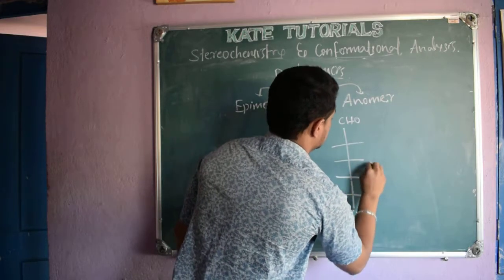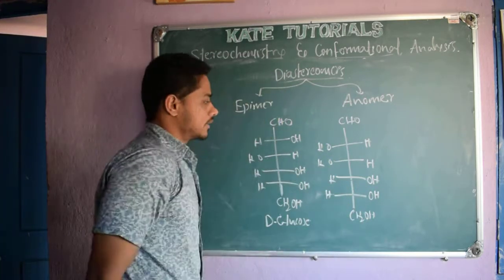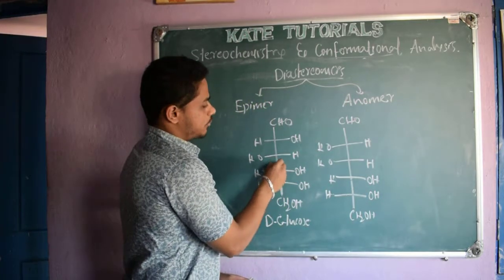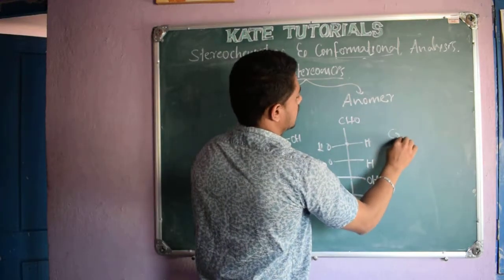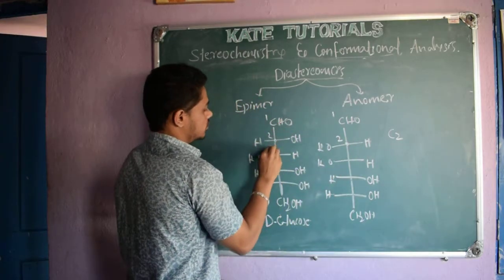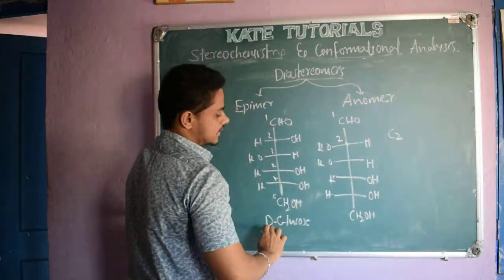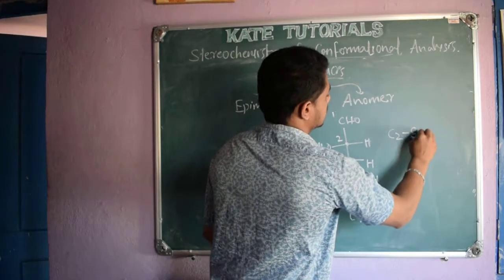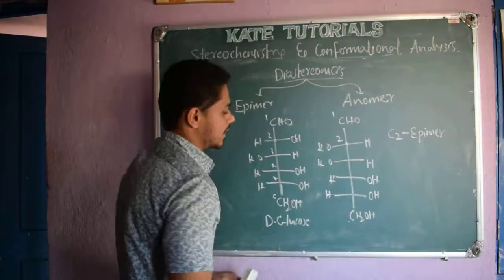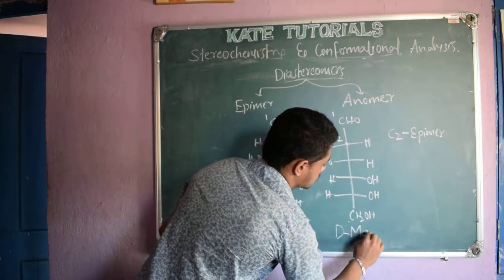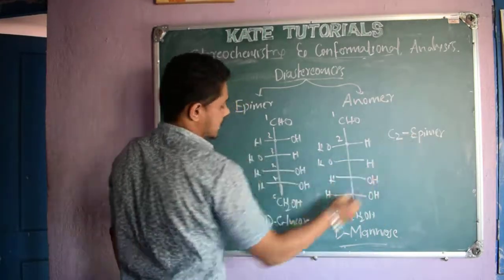OH, OH, H, H. Right? What I did, I kept all these three positions the same. Only at this carbon I changed. So the difference between them is C2. This is 1, 2, 3, 4, 5, 6th carbon. So at C2 there is a change. What is the relation between this and this? This is the C2 epimer. And the name of this is, I think, mannose. It is D-mannose. The relation between D-glucose and D-mannose is that D-mannose is the C2 epimer of D-glucose.